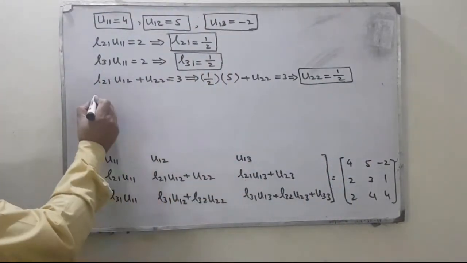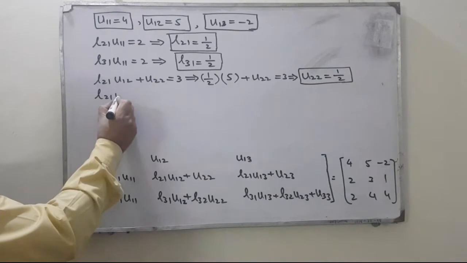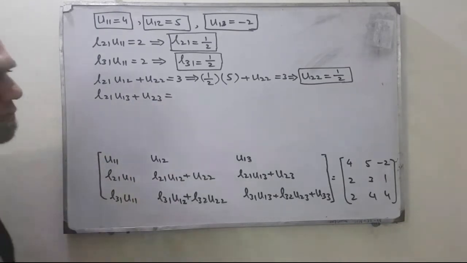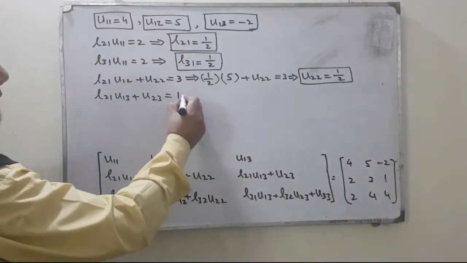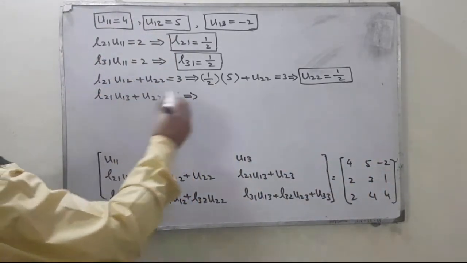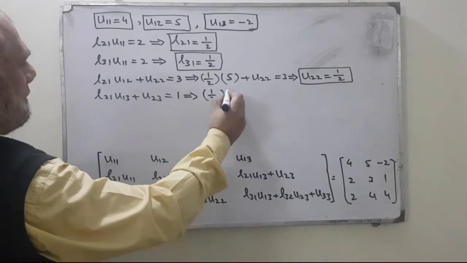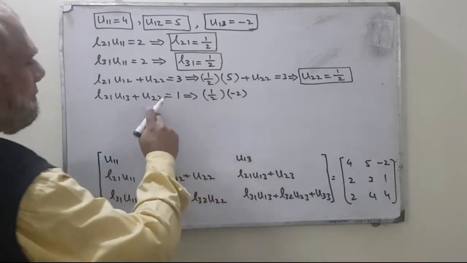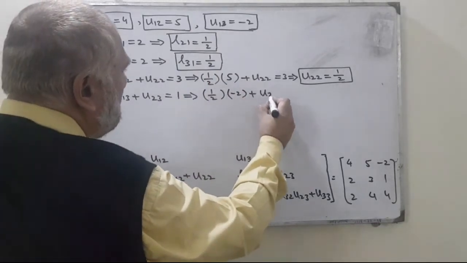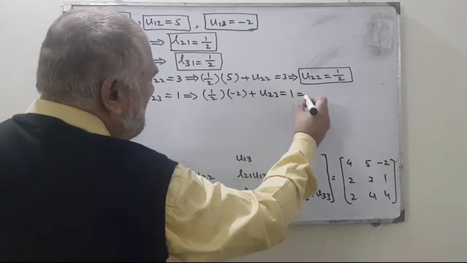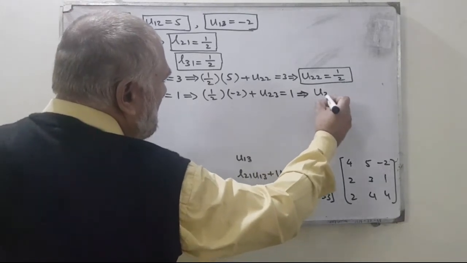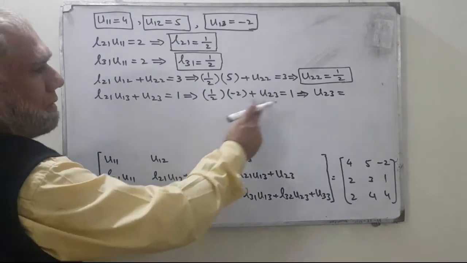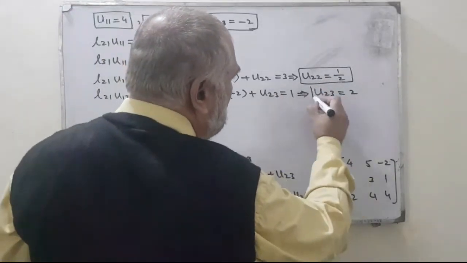Now we go to the next entry, L21 U13 plus U23, which equals 1. Now putting in the values, L21 is 1 by 2, U13 is -2, and we can calculate U23. The net result is equal to 1. And from here on simplifying, we get -1 and then it gives you +2.